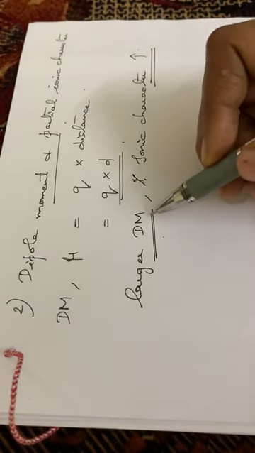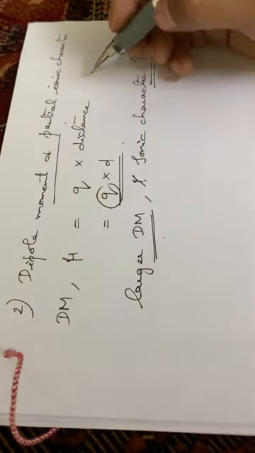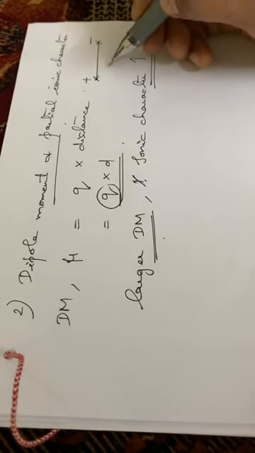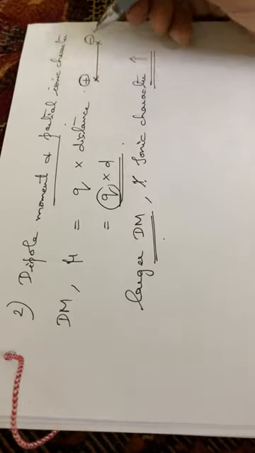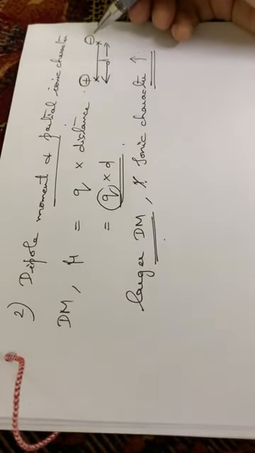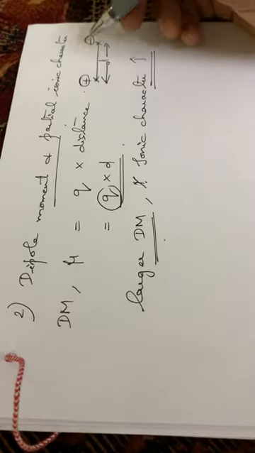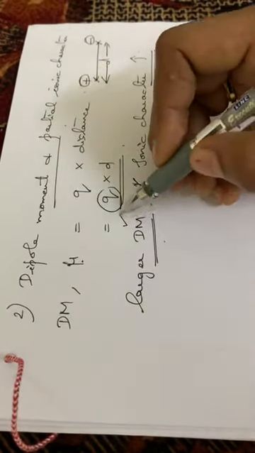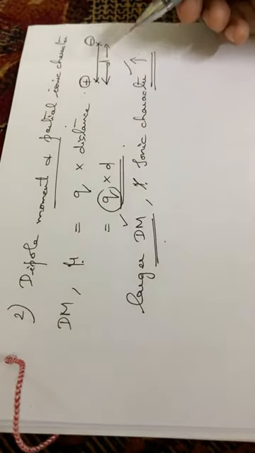That means larger dipole moment means greater charge separation. So these are two point charges, two opposite charges separated by a distance d, and if the charges are greater, the dipole moment will be increased, and if the dipole moment is increased, the ionic character will also increase.